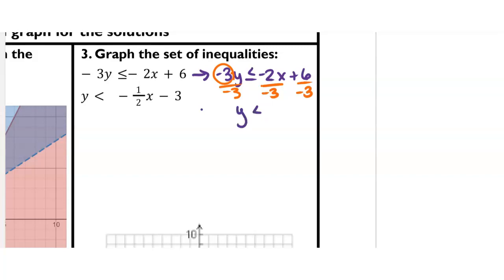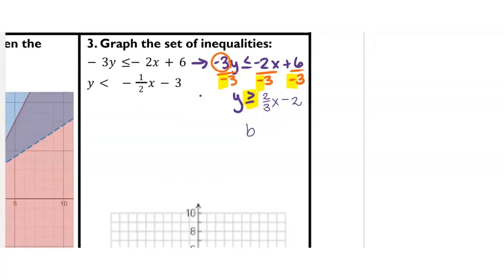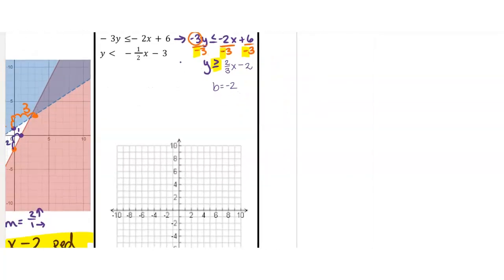We get y is less than or equal to, but because we are dividing by a negative number and we have an inequality, that means my inequality is going to switch. So we've got +2/3 because a negative and a negative is a positive, -2 because 6 divided by -3 is -2. Identify my y-intercept is -2. And then my slope is 2/3, 3 to the right and 2 up.